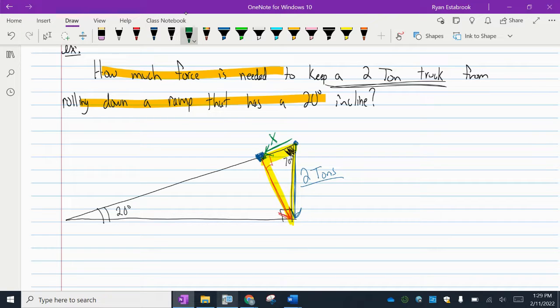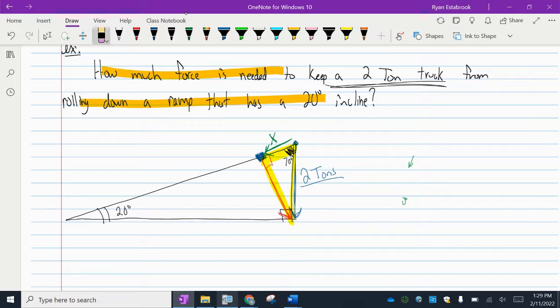Now think, if this is only a 20-degree ramp and I'm trying to hold that truck from rolling down, I wouldn't have to use as much force compared to, assume this is an 80-degree ramp. We have the truck right here. Aren't you going to have to be a lot stronger to keep the truck from rolling down in the second scenario? Whereas in the first one, because of the incline, it's not going to be quite as difficult to do.